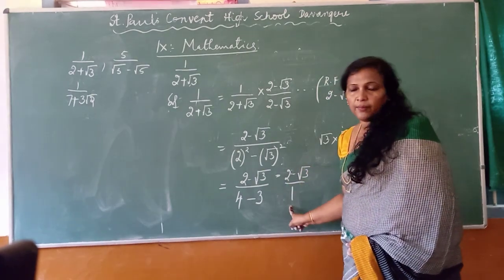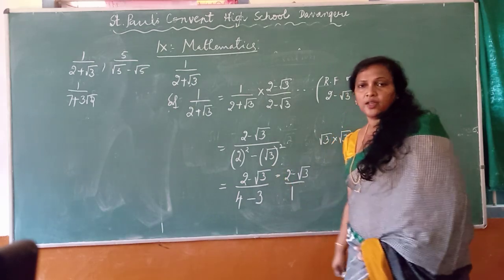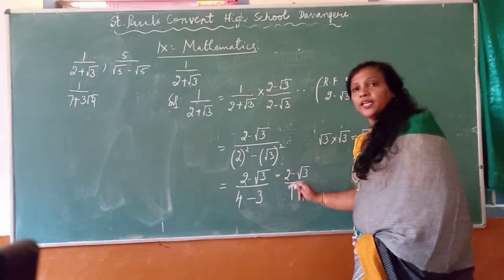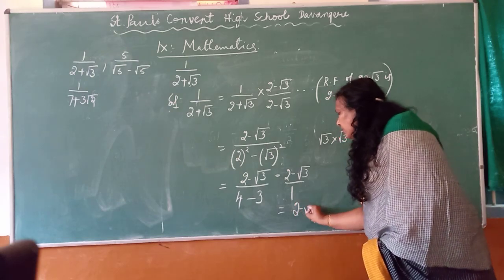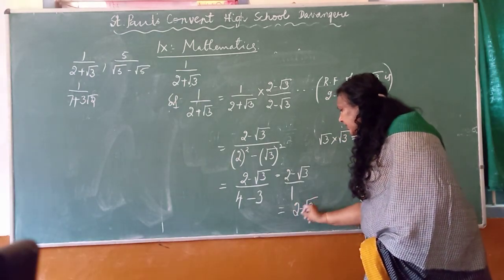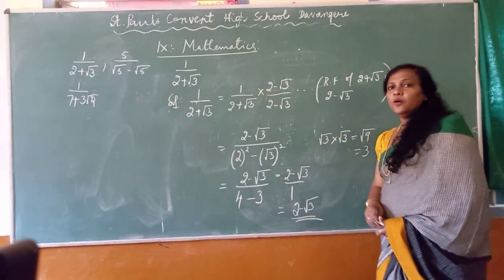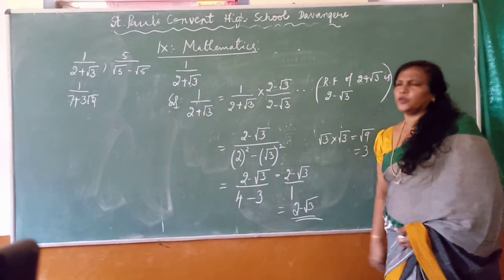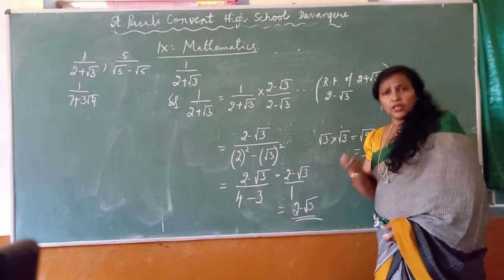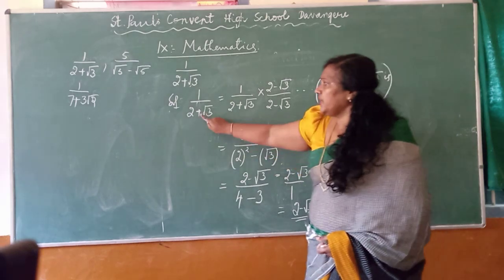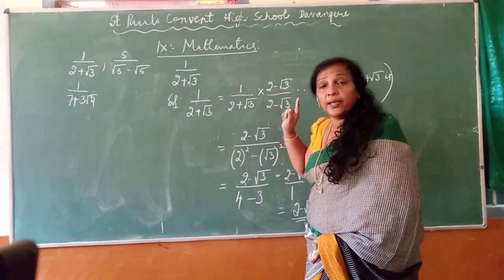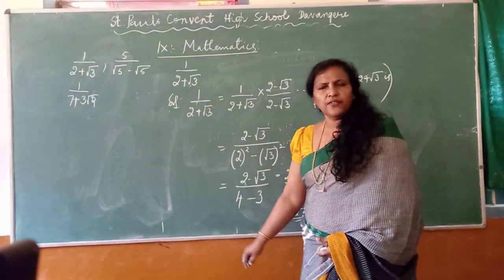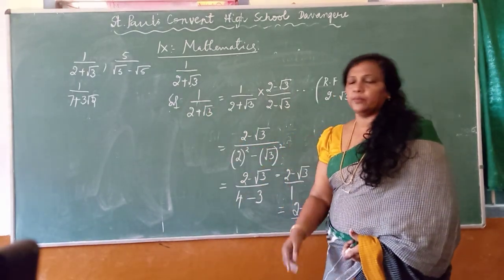1 is a rational number. You have rationalized the denominator. So any number divided by 1 is the same number. That is equal to 2 minus root 3. Did you get it, children? Only the first step you have to be more confirmed about. That is, if it is plus, you have to multiply both the numerator and denominator by minus if it is a binomial. If it is a monomial, by the same term only.